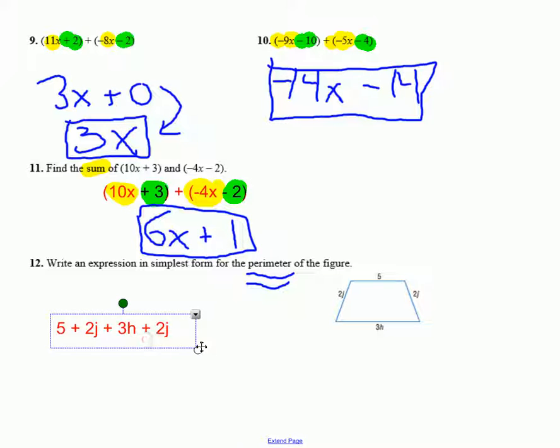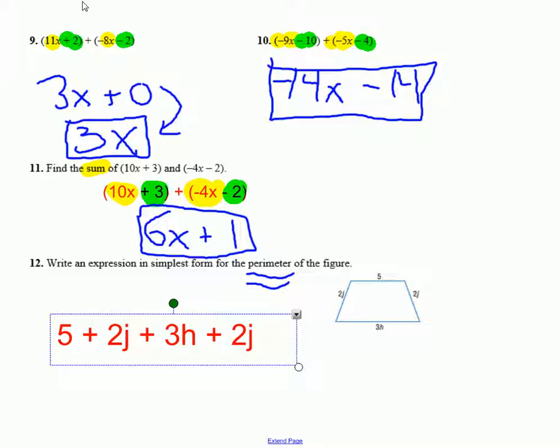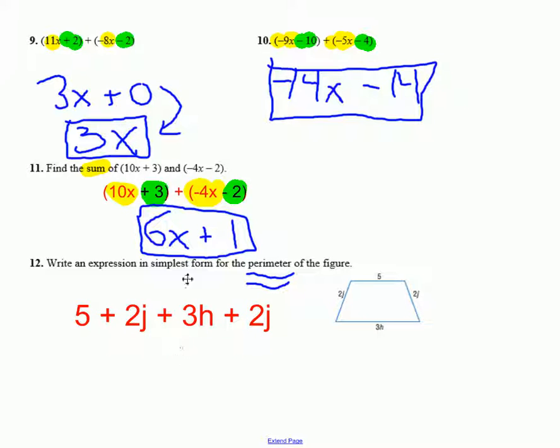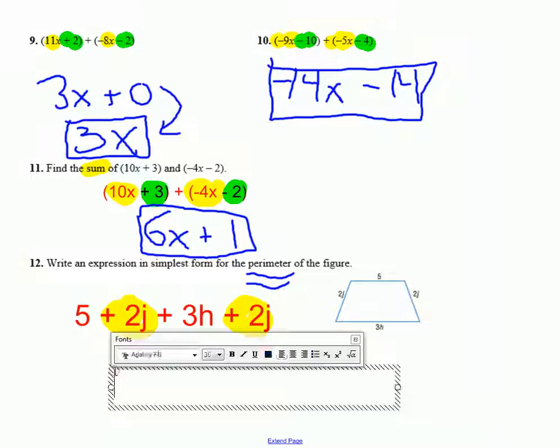All right, and now it says write an expression in simplest form. That gives me the hint that I need to do something with this to make it simpler. That really just means I need to combine this like term and this other like term, and there's no other like terms. So when I add those two together, 2j plus 2j, same signs add, I get 4j. And then everything else just stays the same.